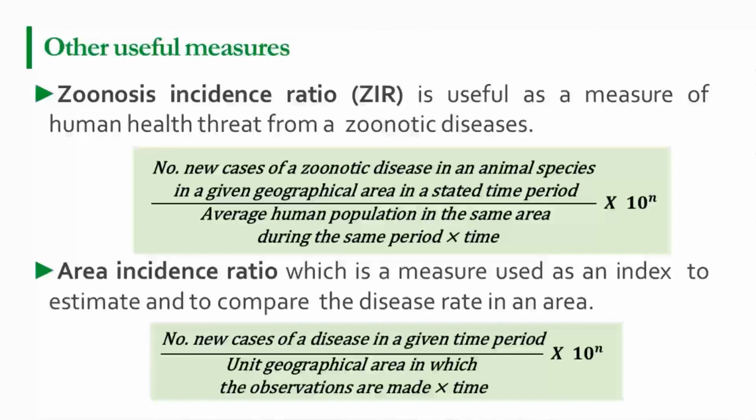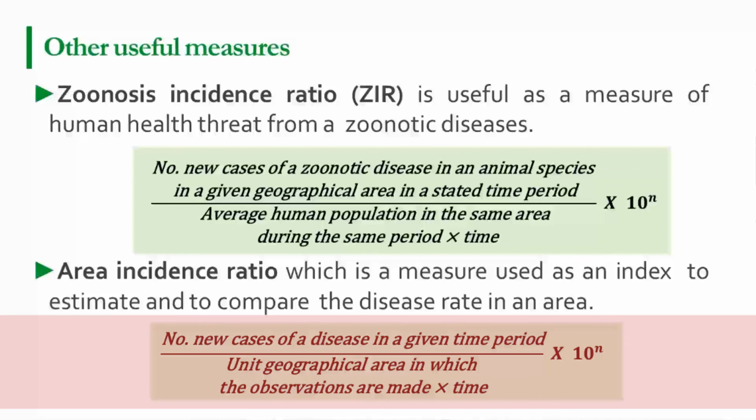Another useful measure is the area incidence ratio, which is a measure used as an index to estimate and compare the disease in an area. The calculation follows that the number of new cases of a disease in a given time period, over the geographical unit area in which the observations are made. And that's basically how we calculate this measure.